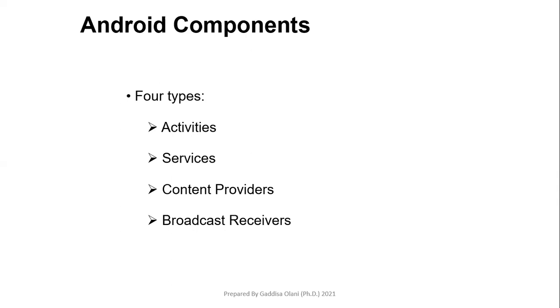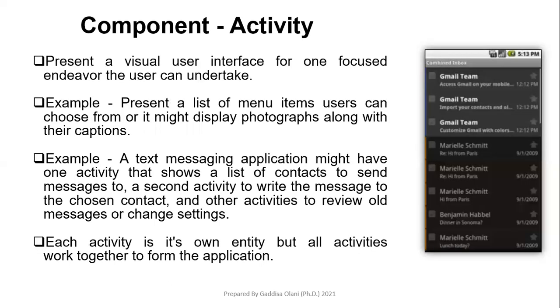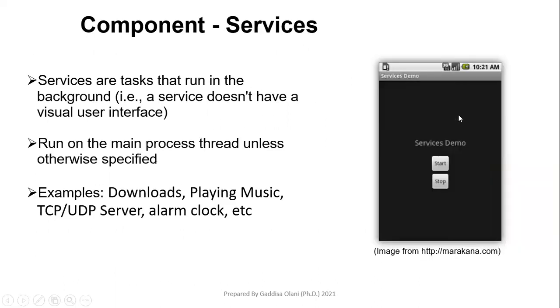So the first one is called activities. An activity is something that has a graphical user interface. If you want to build something that has a graphical user interface, like a contact browser, a game, or something like that, that means you are building an activity. We do have some example here, like Gmail Compose. So if there is a GUI, you can simply say it's an activity.